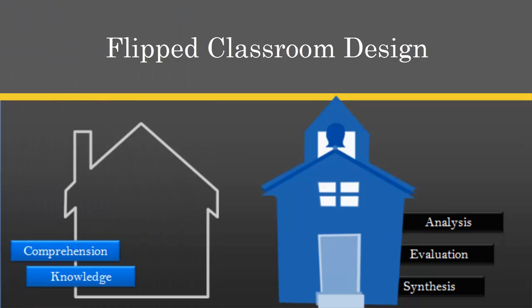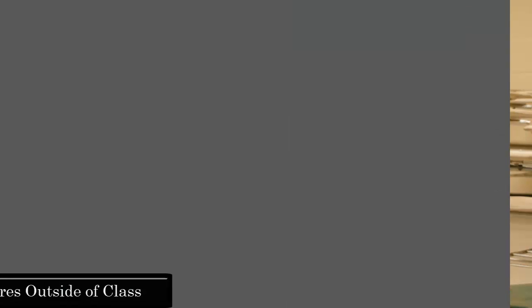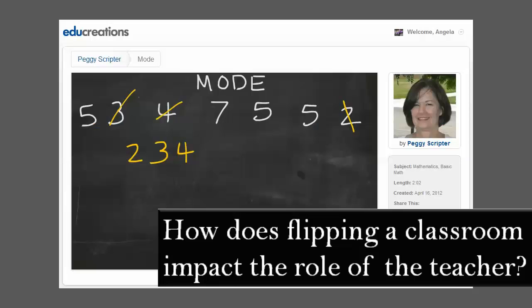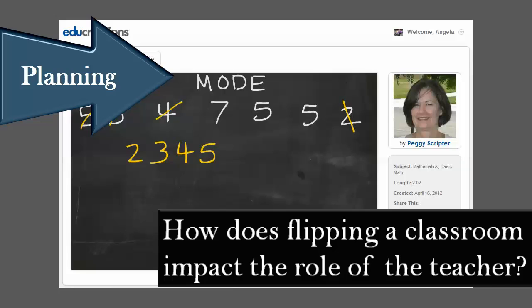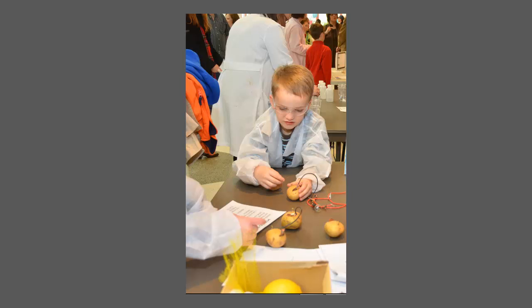A flipped classroom moves the basic comprehension and knowledge outside of the classroom and replaces it with analysis, evaluation, and synthesis. The students are introduced to the lessons at home and with the teacher's guidance apply those skills during school. When creating a flipped lesson, planning is essential. Teachers need to decide what information students should learn at home and what skills should be practiced during class.